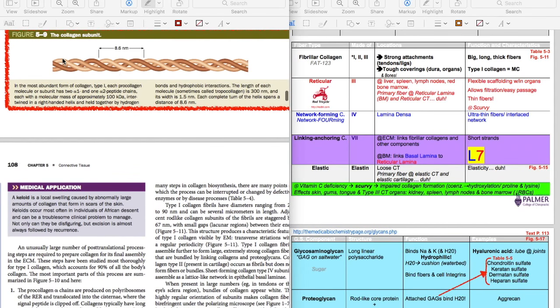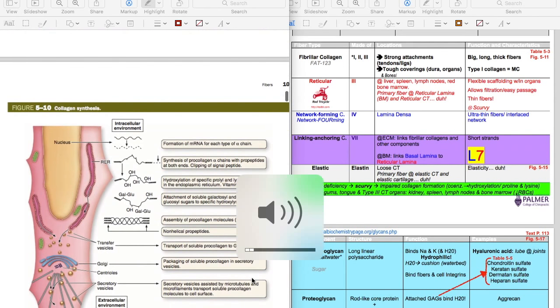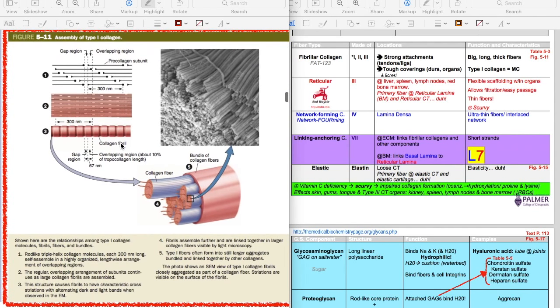This is just a picture of a little piece of collagen, a collagen subunit. It is kind of like a rope, like a rope made out of protein. We'll keep it that simple. You can get more into detail if you want, but it's wrapped up like this in a little rope or a little string. And coming down to 5.11, we've got the larger complex of collagen.